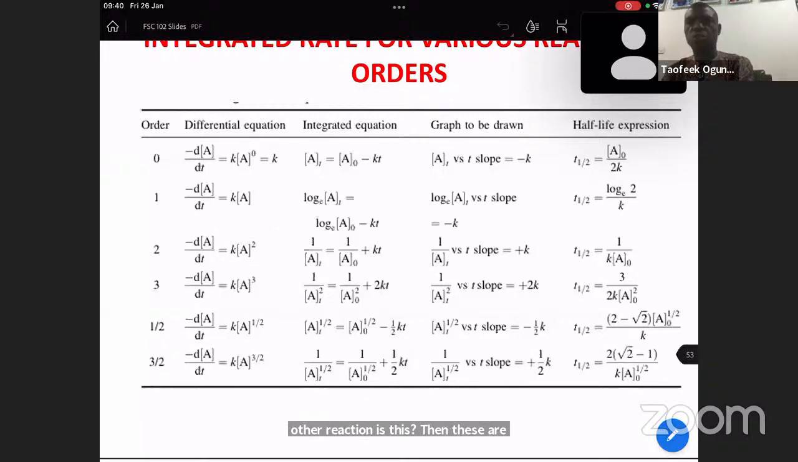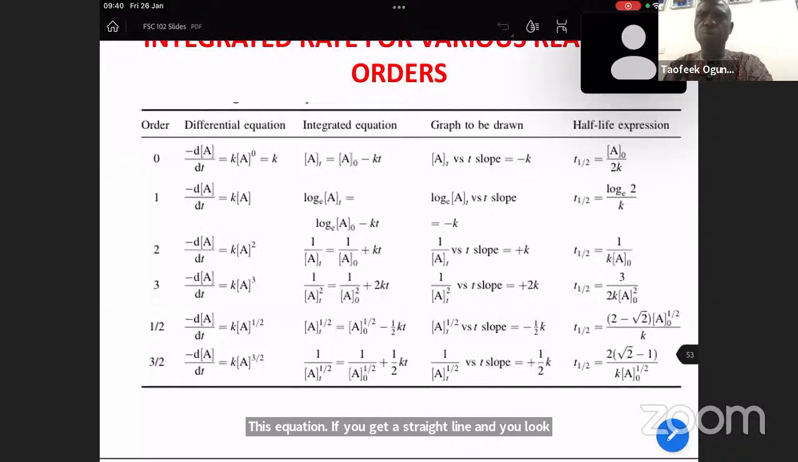And how do you use this equation? You plot a graph with the equation. If you get a straight line, and if you look at this table now, for the integrated rate equation, they came from our differential rate equation that we went through, but we don't want to go through the derivation of the integrated rate law. We just want you to see those integrated rate equations and have an idea what they do and how you apply them.